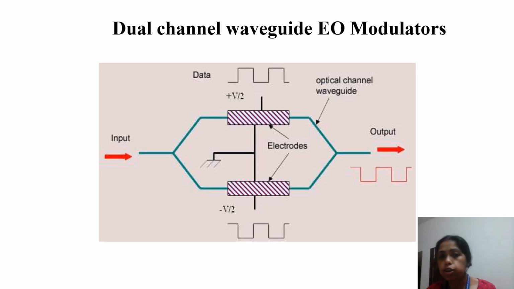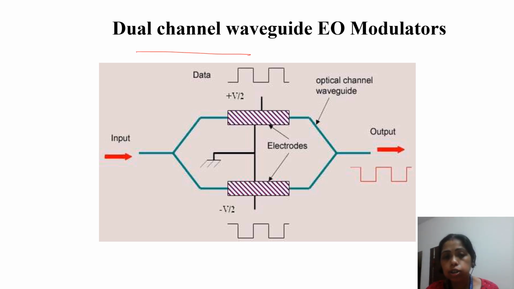Till now, whatever we discussed is related to the single channel waveguide optic modulator, because we are using one material and one channel. We are sending the signal through one waveguide, and during the propagation of the signal, we are using one material. But if you want to achieve the intensity modulator, you can also use the interferometer. For the interferometer, we need a dual channel waveguide.